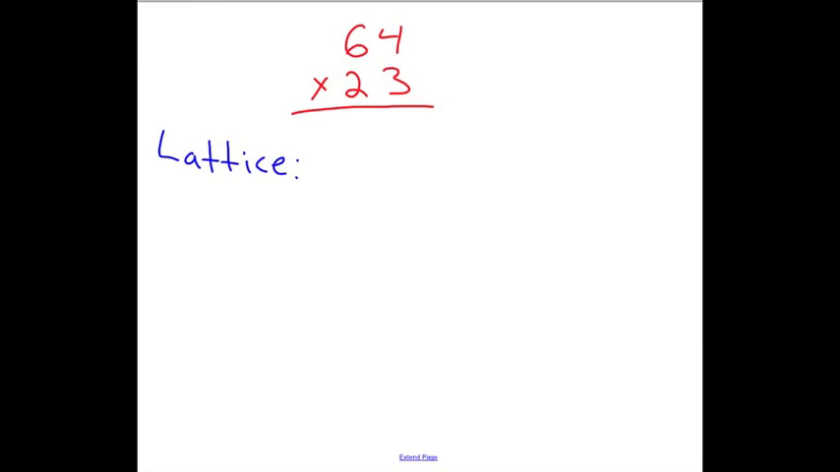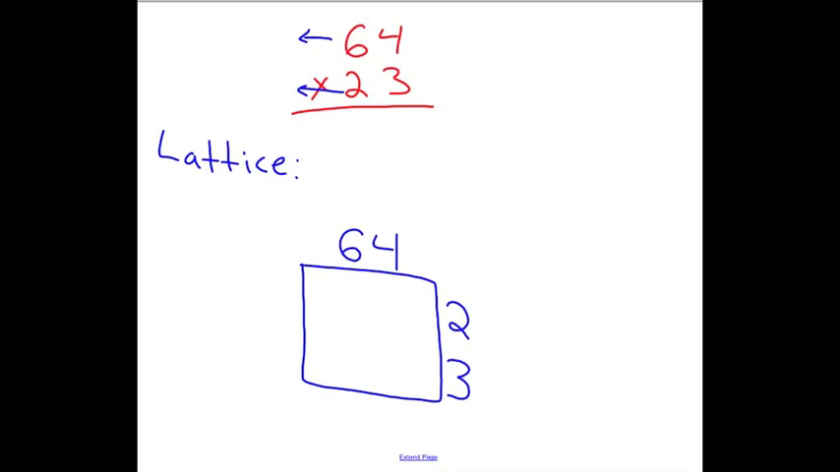Okay? In a lattice plan, you write one of your numbers that you're multiplying on top, and you write the other one along the side. That's the first step. By the way, you can pause this video at any moment to make sure that you're understanding where things are coming from. Then you draw a box that's big enough for your numbers.